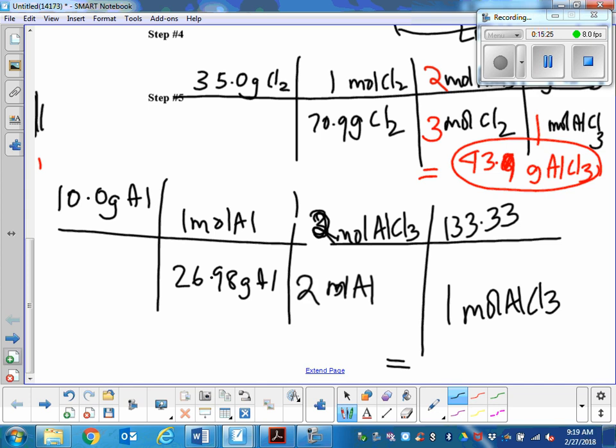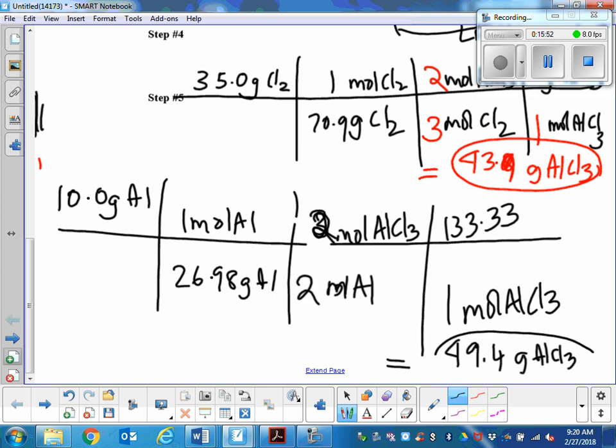Okay, so then what is the final answer? It's not the same. I started with 10 grams of aluminum. What is the final answer? 49.42 grams of AlCl3.